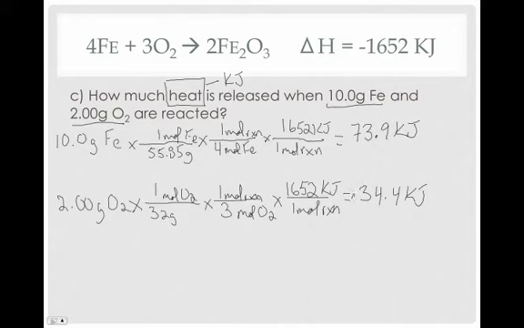So now what that means is that oxygen, because it made less energy, is my limiting reactant. So oxygen will run out before we can actually make 73.9 kilojoules, which means that we only have enough oxygen to make 34.4 kilojoules of energy. So therefore, the 34.4 kilojoules is our answer.